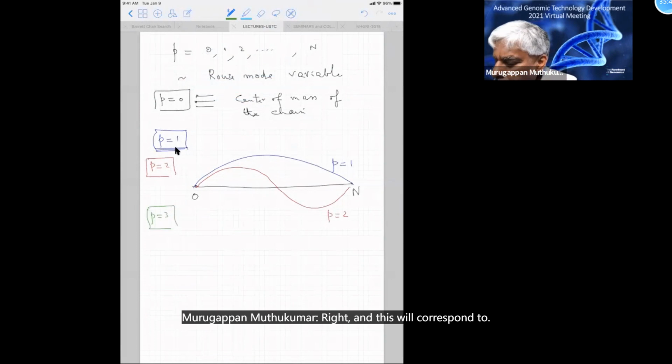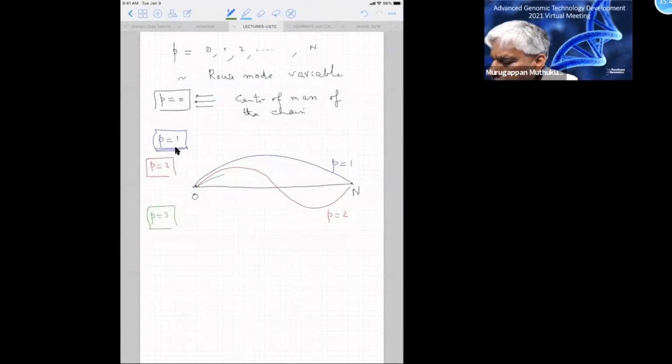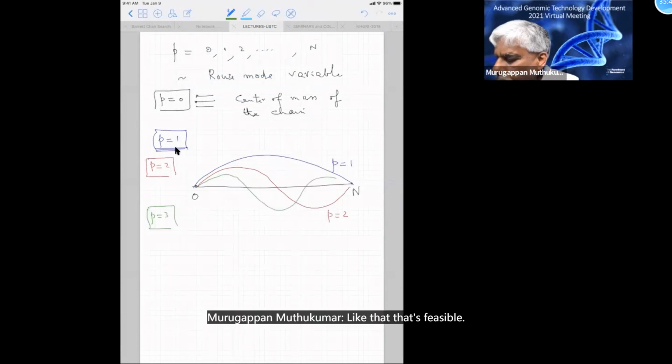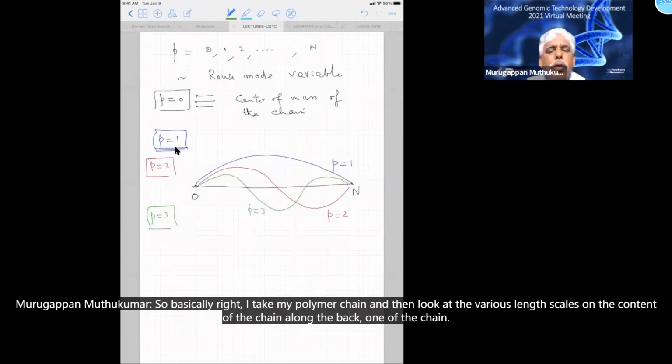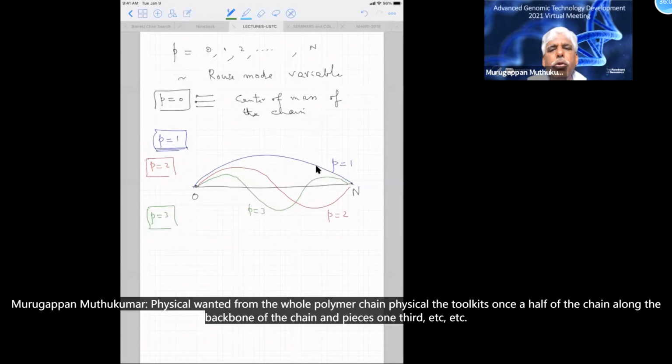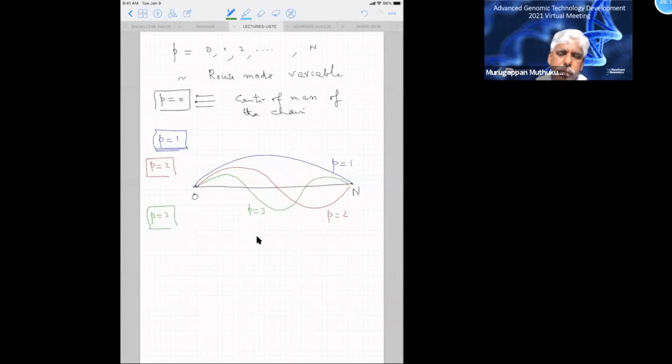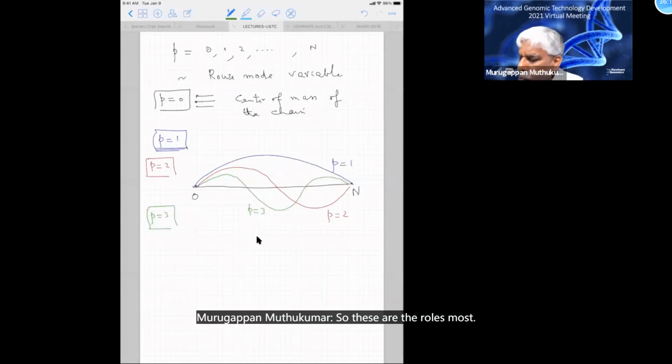Right? And this will correspond to like that. That's P is equal to 3. So basically, I take my polymer chain and look at various length scales on the contour of the chain, along the backbone of the chain. P is equal to 1 corresponds to the whole polymer chain. P is equal to 2 corresponds to half of the chain along the backbone. And P is equal to 3, 1/3, etc. So these are the Rouse modes.